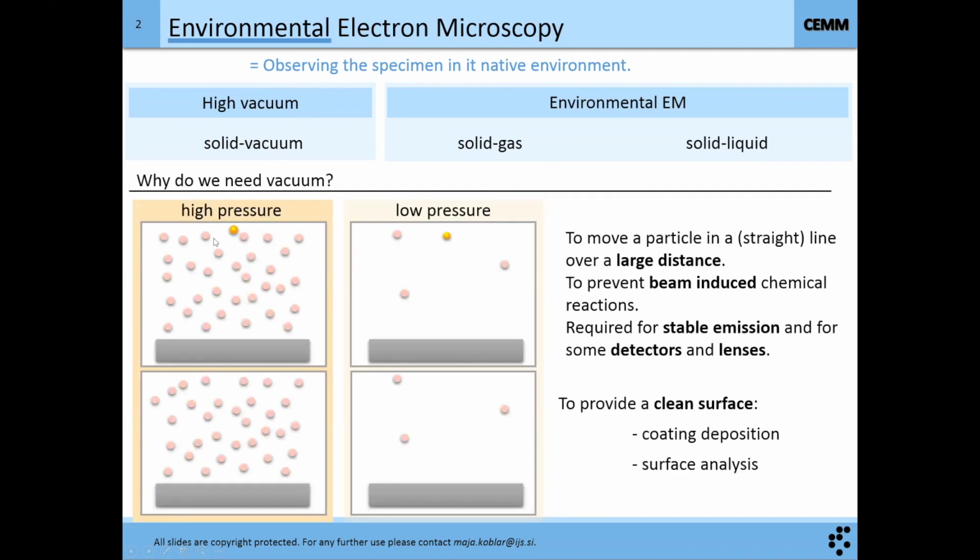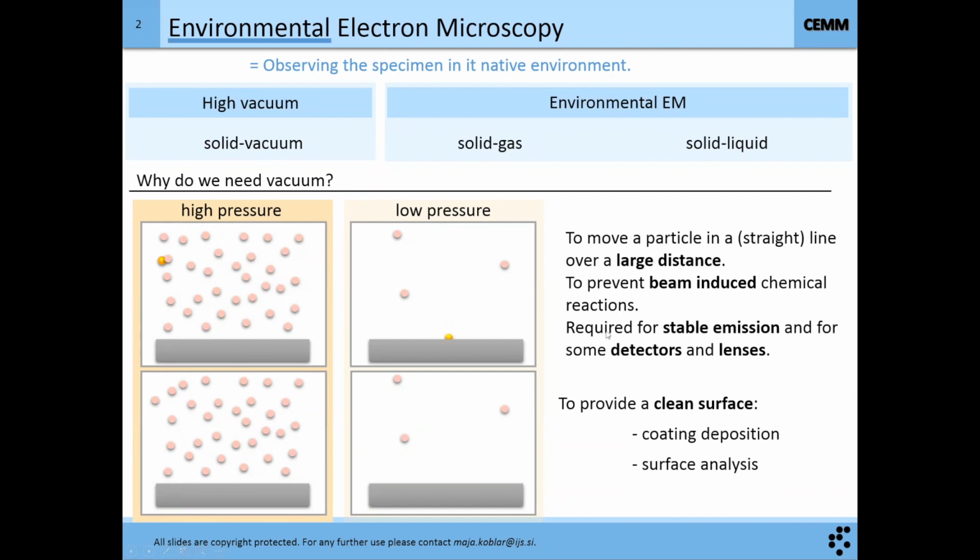Because if we have high pressure, so these, for example, are molecules of water or air, and this is an electron, it will be scattered around, and we cannot move it over large distances. We also want to prevent beam-induced chemical reactions, and if we have low pressure, we achieve that.